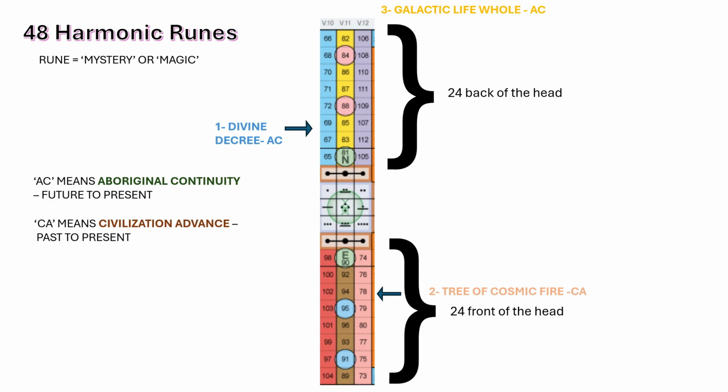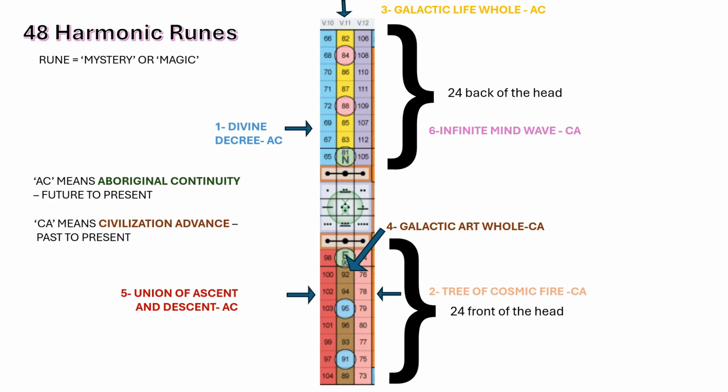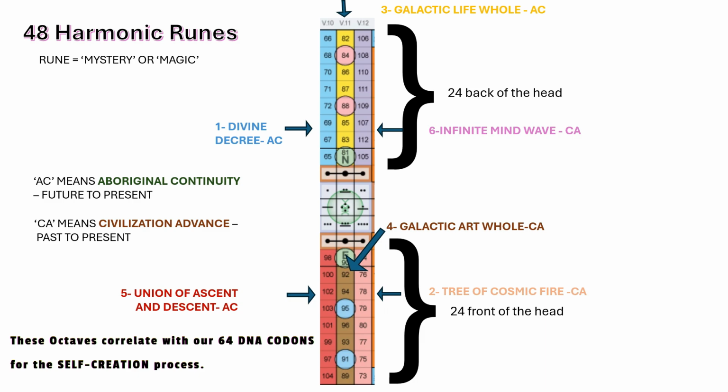The third octave, 11th strand, is galactic life whole. The fourth octave, 12th strand, is galactic art whole. The fifth octave, 13th strand, is the union of ascent and descent. The sixth octave, 14th strand, infinite mind wave. The 48 runes are not genetic in nature, but they are radiogenetic and radioplasmic. The prefix for radio means given to us by way of radiant energy.